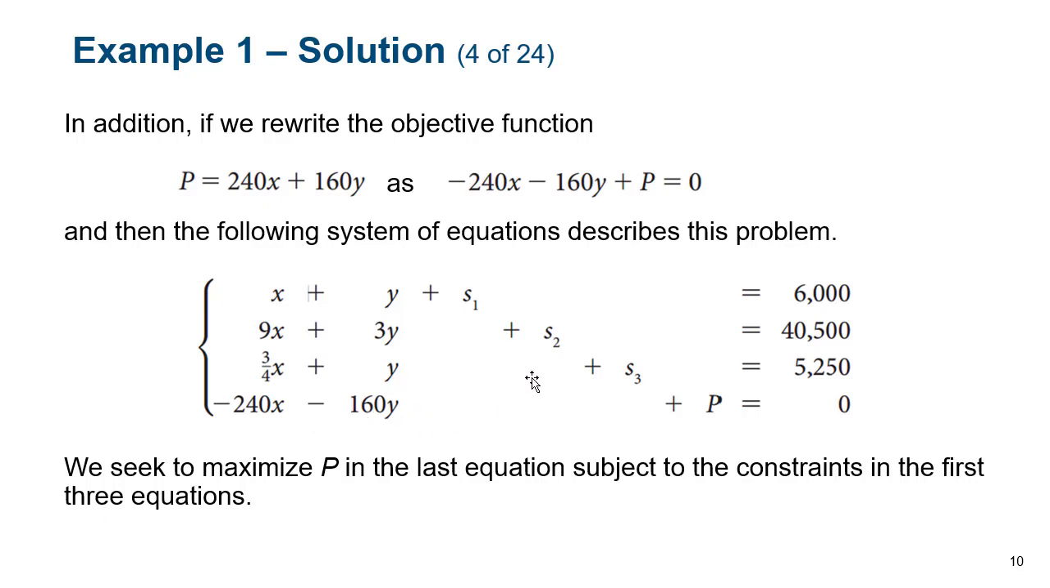You'll notice the last thing we do is take the profit equation and set it equal to 0 by subtracting these two things over to the other side so that P is positive. You want to leave P positive because you're trying to maximize P, so you want it to be a positive value. So there it is, right?